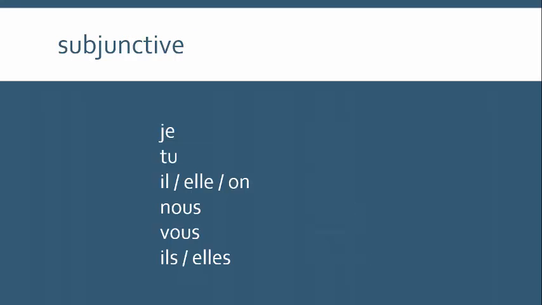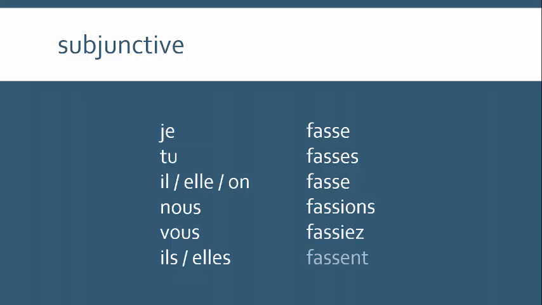The subjunctive for faire, I think, is really nice. It's also quite easy to remember. We have je fasse, tu fasses, il, elle, on fasse, nous fassions, vous fassiez, and il, elle fasse.